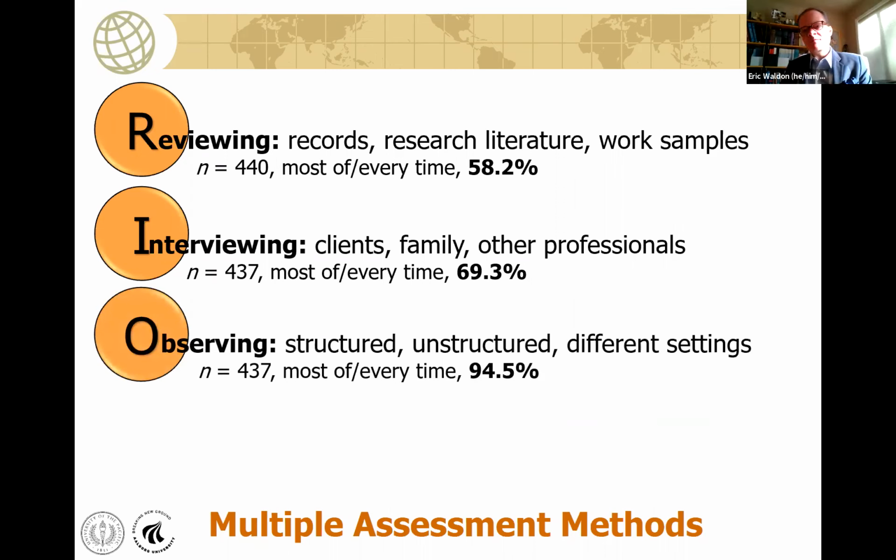Observing. So these could be structured observations. They could be unstructured observations. These could be observations of client responses in different settings or under different conditions. I know that in some assessment processes, what they do specifically is that they observe a client's responses under a music condition and then compare that to a non-music condition. So in our survey, 94.5% of our respondents said that they use observations, particularly of musical behaviors, most of the time or every time.